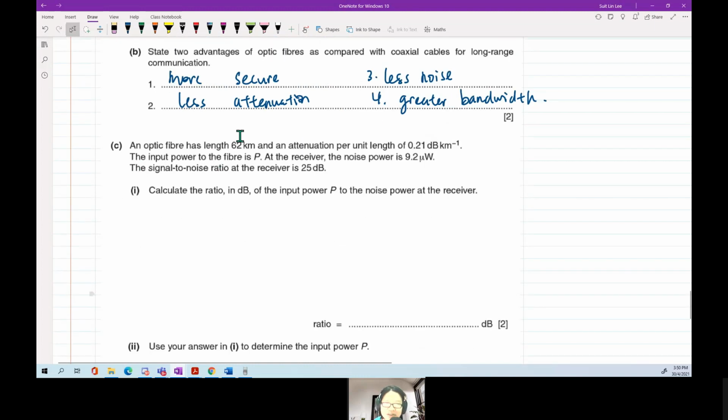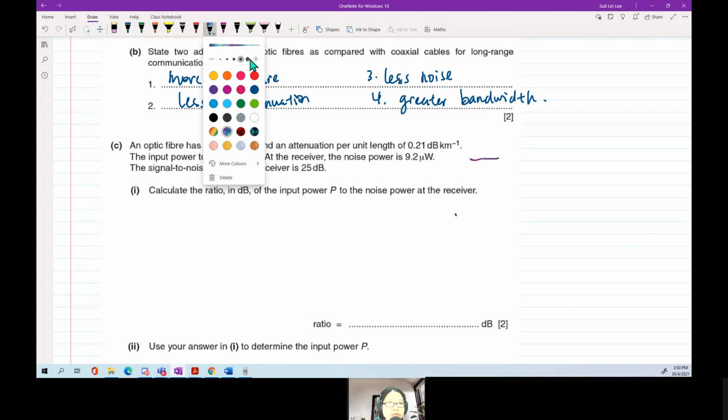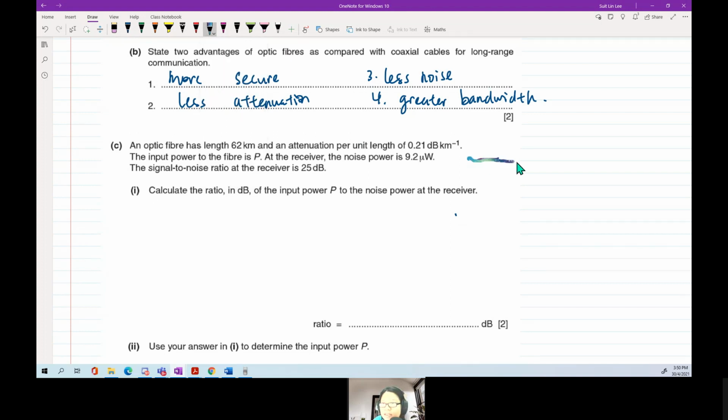Okay, next. An optic fiber has a length of 62 km with an attenuation per unit length of 0.21 decibel per km. Okay, so I'm going to draw the cable. This is my cable. My cable is too small. This is my Galaxy cable. Okay. The length is 62 km. And the attenuation per unit length is this one.